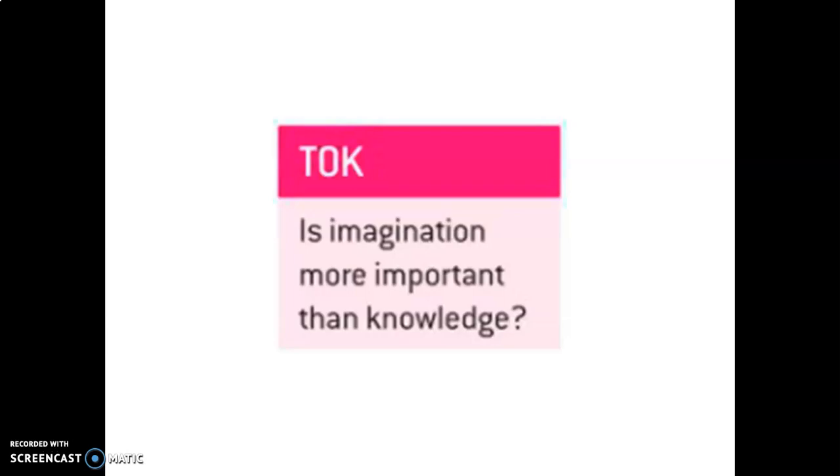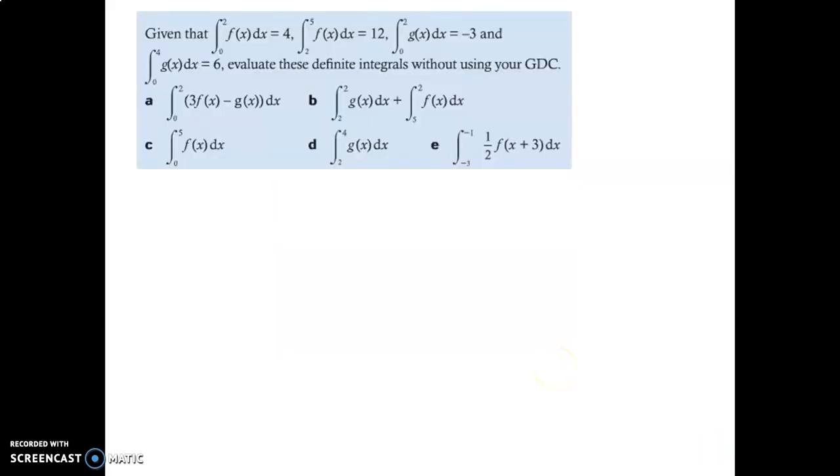What you know is not as important as how imaginative or creative you are in your thinking, because that's where you can come up with novel ideas and new concepts. What do you think? Please respond. Okay, thank you for responding to that. Let's look at a question now.